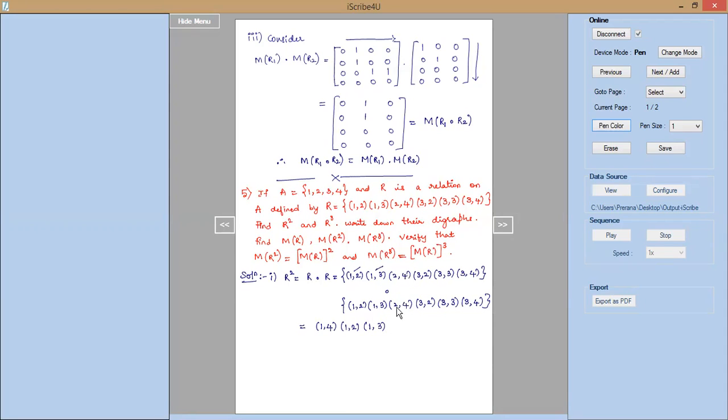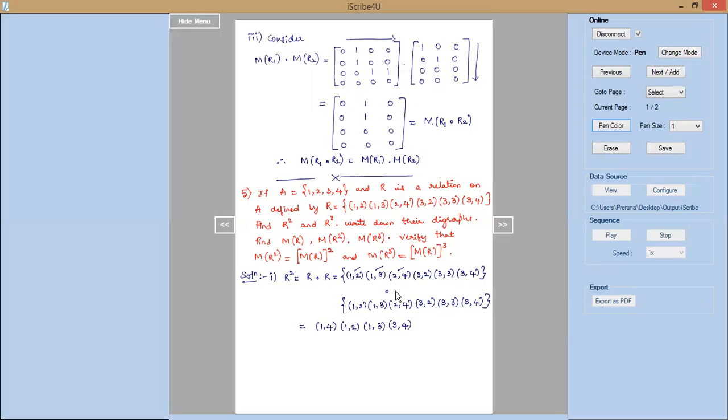(2,4): there is no element starting with 4 here, so (2,4) work is over. (3,2) composition (2,4) gives us (3,4).